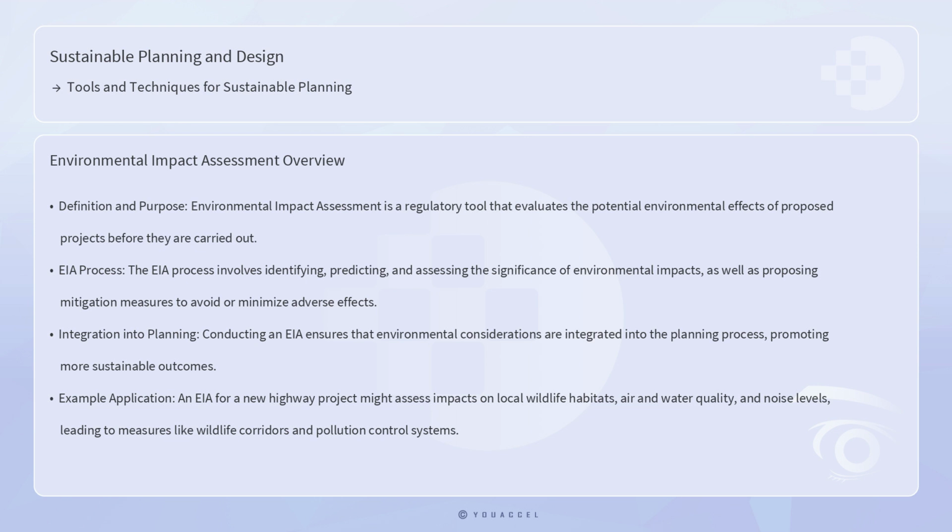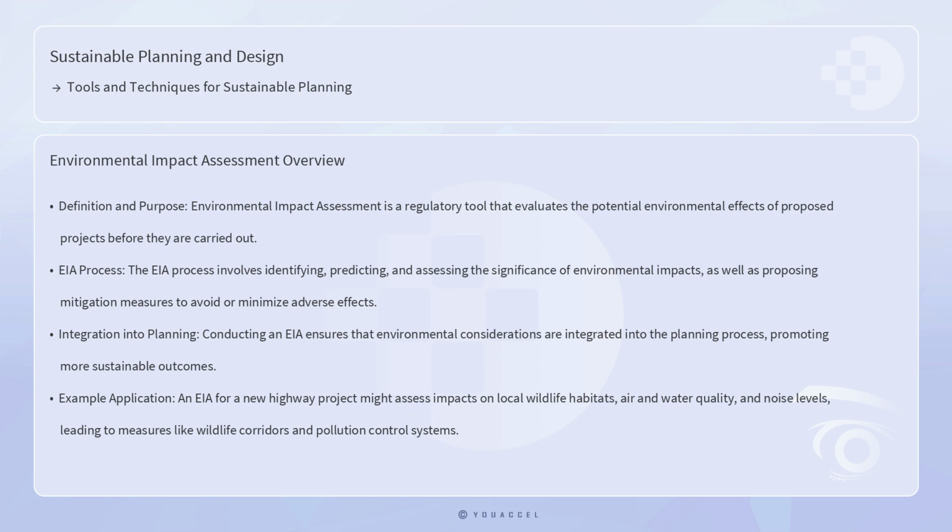Environmental impact assessment is a regulatory tool that evaluates the potential environmental effects of proposed projects before they are carried out. The EIA process involves identifying, predicting, and assessing the significance of environmental impacts, as well as proposing mitigation measures to avoid or minimize adverse effects. Conducting an EIA ensures that environmental considerations are integrated into the planning process, promoting more sustainable outcomes.